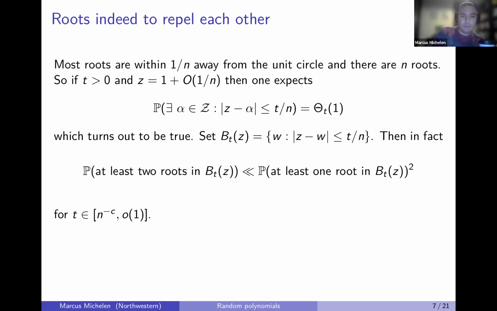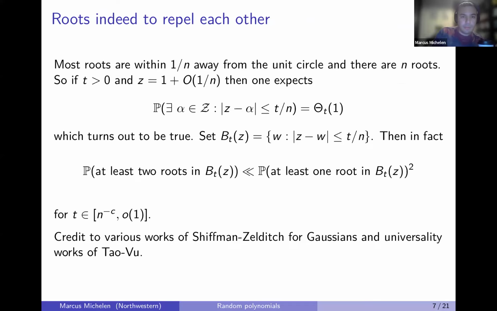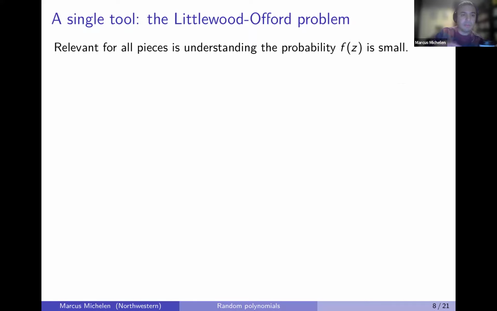So we saw our three properties, and each section that I'm talking about is going to be approximately independent. So if you've already fallen asleep, this is a good time to wake up because this is a self-contained section. Relevant for all of the pieces we talked about is understanding the probability that our random polynomial is small. It's relatively clear that this is the case for counting real roots and also for quantifying repulsion.